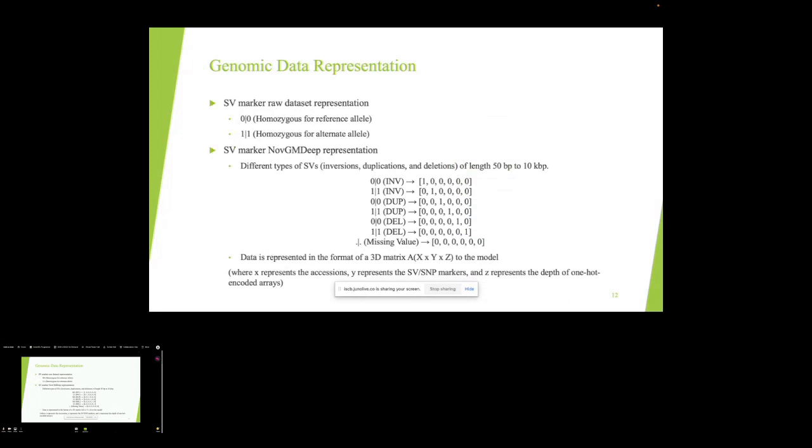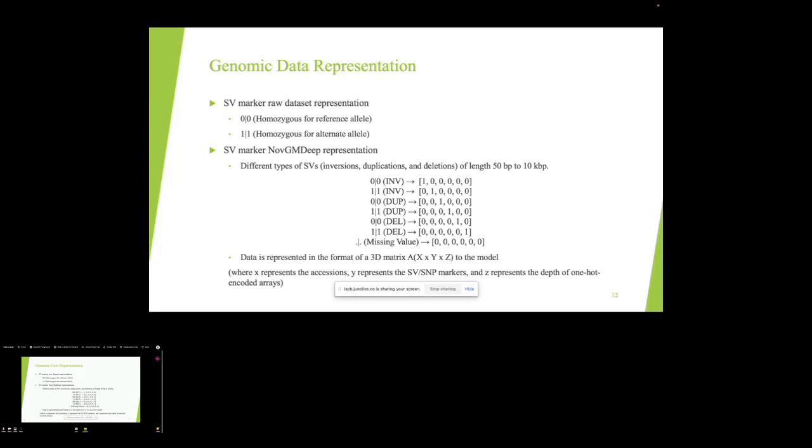So, Arabidopsis thaliana is a diploid species and has genotype 0/0, which means homozygous for the reference allele, and 1/1, which means homozygous for the alternate allele. The strategy shown here is used to represent the genotype of inversions, duplications, and deletions. And the genotypes were transformed using one-hot encoding into binary arrays.